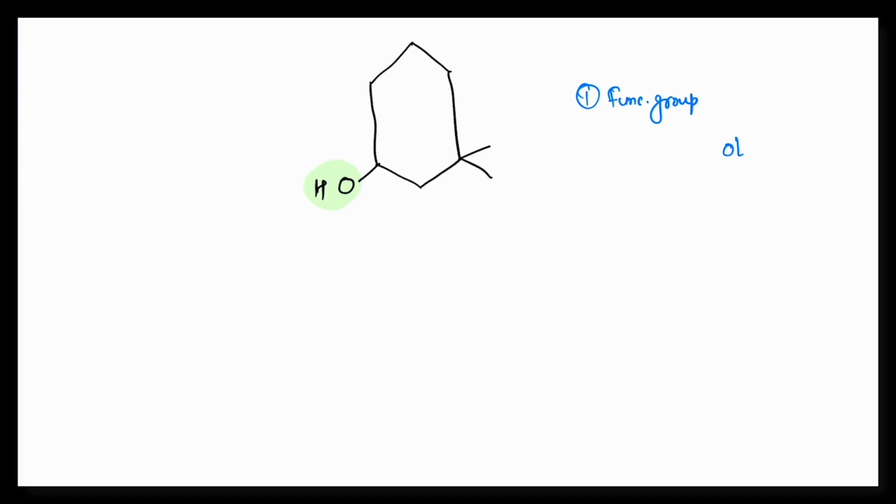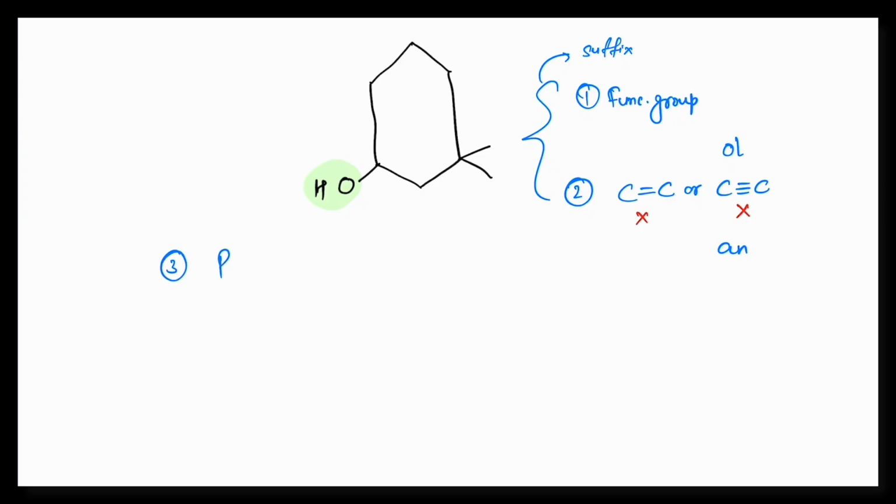Moving on, the next step is to find carbon-carbon double bonds or carbon-carbon triple bonds. Well, there are no carbon-carbon double bonds and carbon-carbon triple bonds in this compound. We will write AN in the name. Both of these contribute to the suffix part of the name. Okay, now that we have that out of the way, let's look at the parent chain.